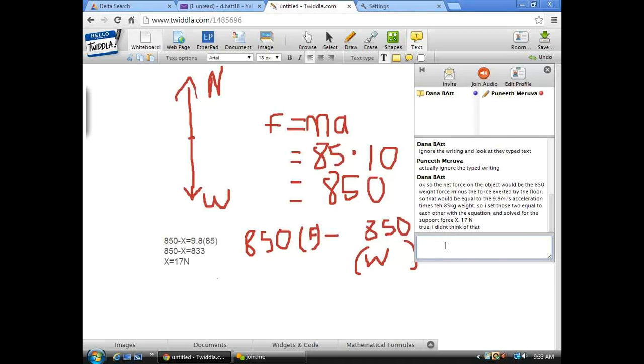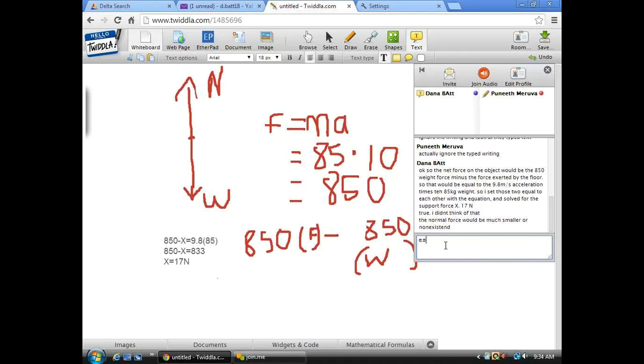So, Dana, one last thing. If you had to critique your free body diagram, what would you change about it? No normal force, right? Yeah, it'd be much smaller. In fact, how small? There'd be none, right? Okay, any questions from anybody?